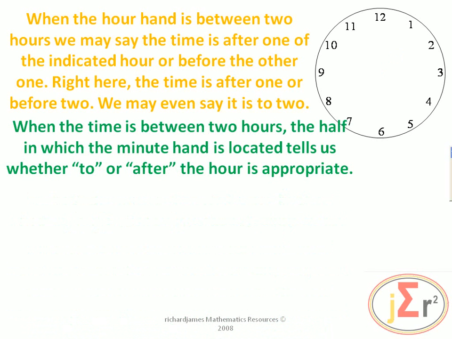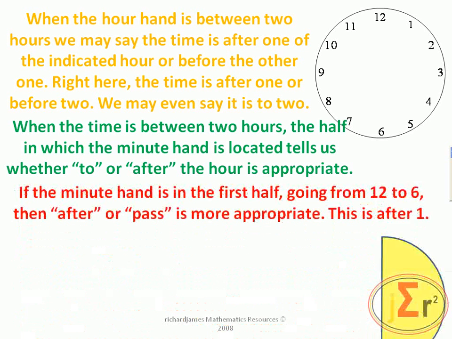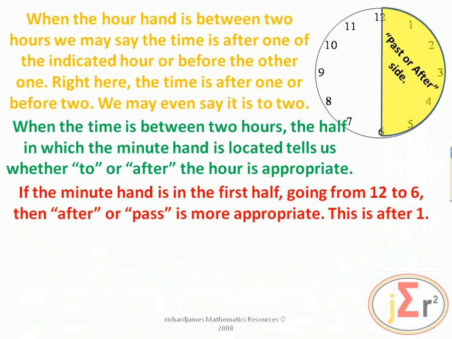When the time is between 2 hours, the half in which the minute hand is located tells us whether to or after the hour is appropriate. What do we mean by the half? Well, we can consider that the clock may be divided into 2 halves. If the minute hand is in the first half, and the first half goes from 12 to 6, right? And if the minute hand is in that first half, going from 12 to 6, then after or past is more appropriate.